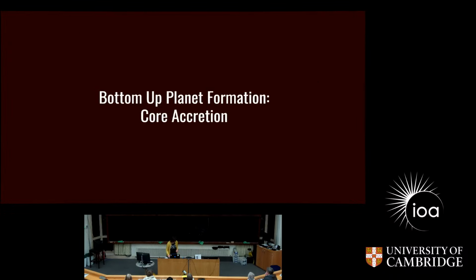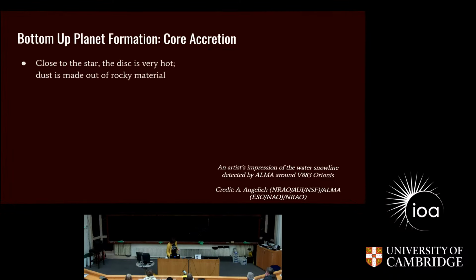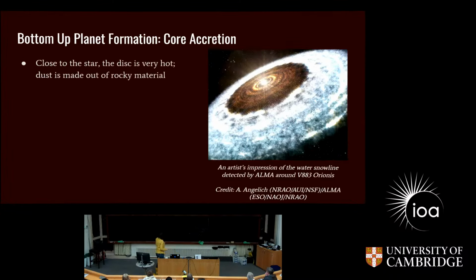Moving on to the other formation pathway, the bottom-up planet formation, core accretion. Well, before we get into that, we're going to talk a little bit about the environment of the disk itself. So if we look at a more detailed picture of the disk, we've got, like we said, very hot in the middle and very cold on the outside.